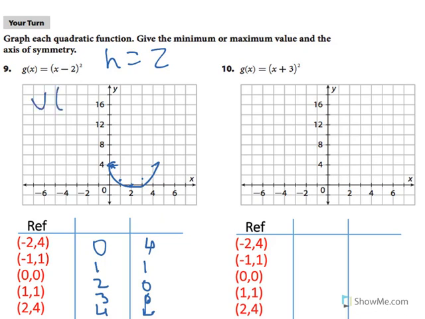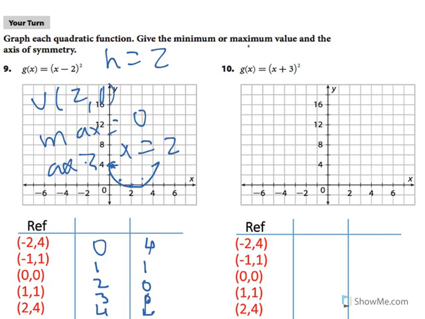Okay, so then your vertex is 2, 0. So the maximum is at 2, and your axis of symmetry x... My mistake. The maximum is at 0. Axis of symmetry is 2, right?